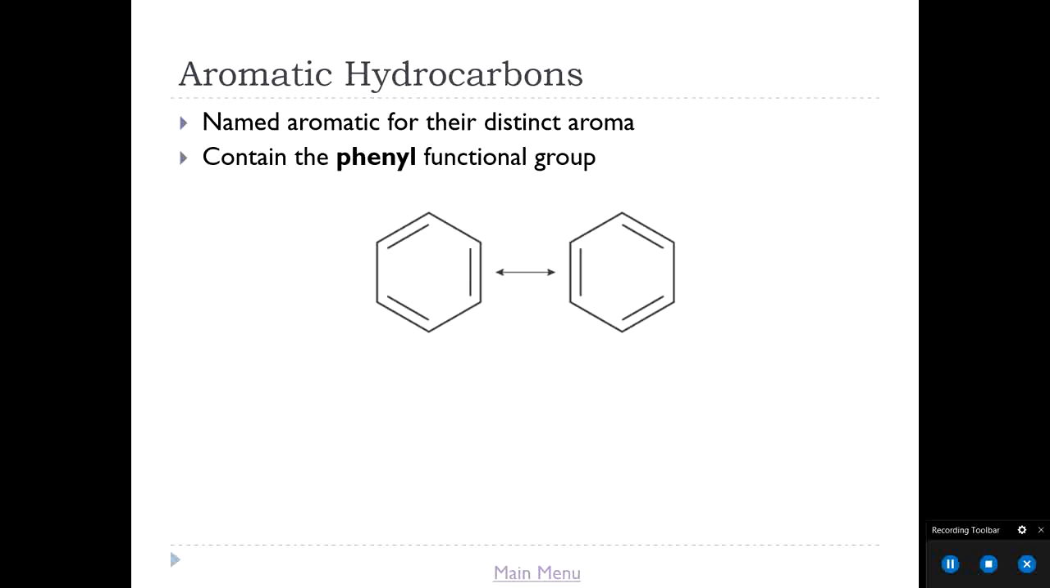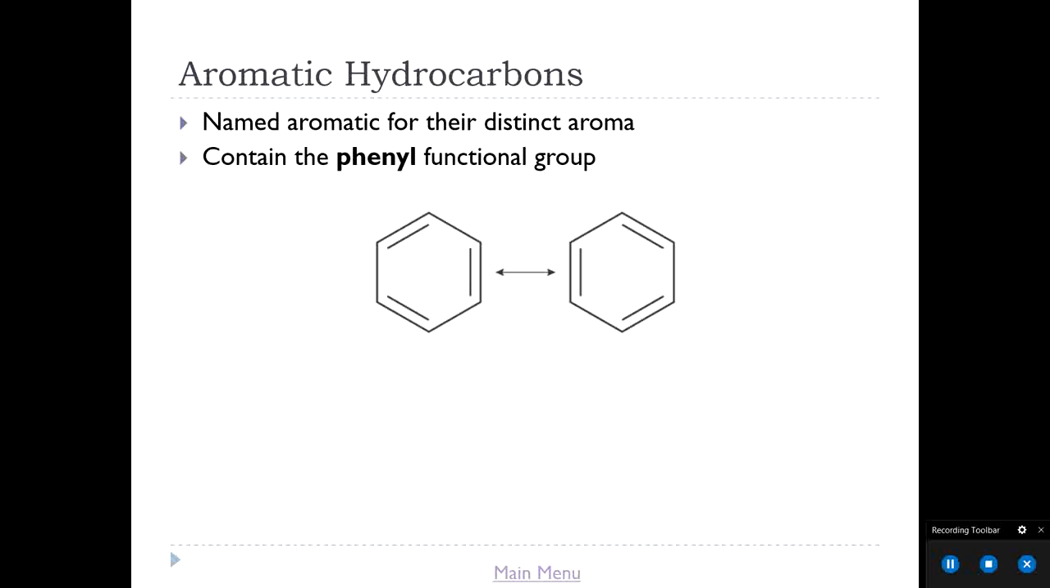We now know that a large number of these compounds, though, are highly toxic, highly cancerous, so they're not something you really want to be smelling. These aromatic hydrocarbons, the key feature is they contain the phenyl functional group, or a phenyl or benzyl, aka benzene ring. And you can see the structure below.